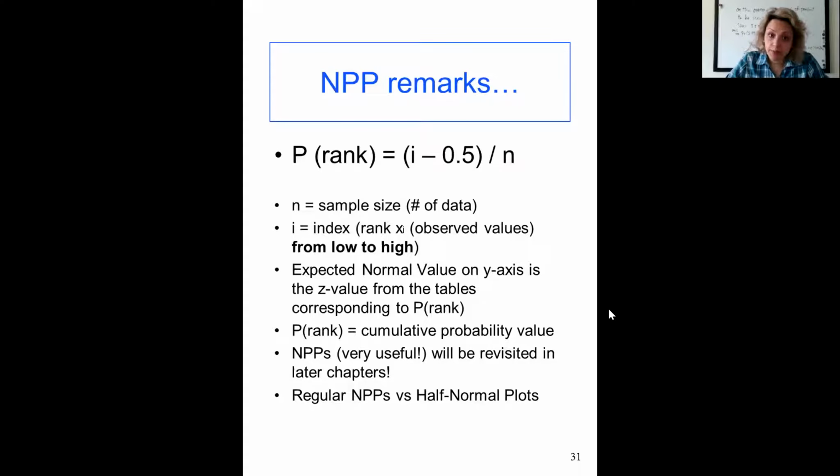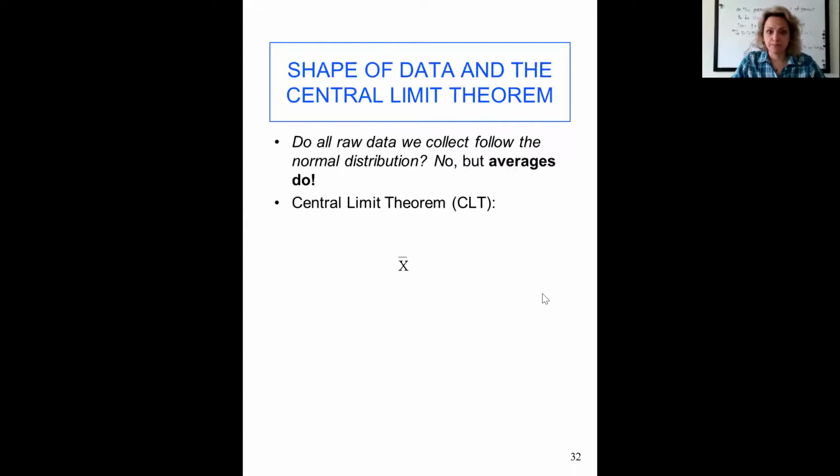And normal probability plots are very useful. We will revisit this one in the later chapters. We have normal probability plots versus half normal probability plots. So this is the one that we use.